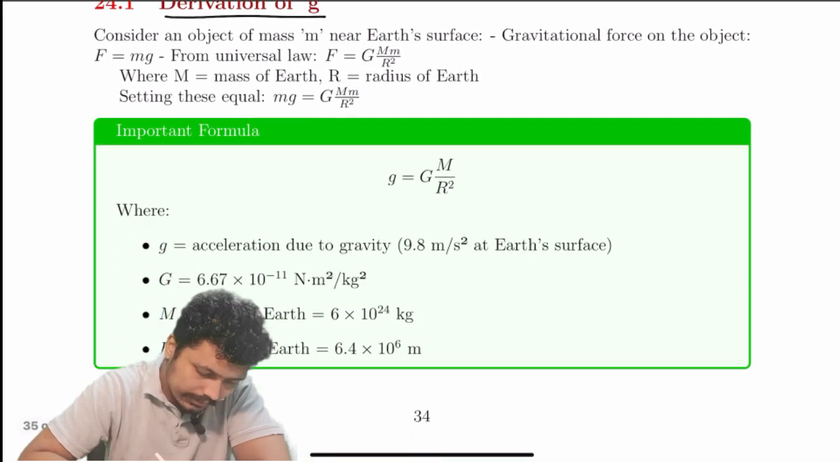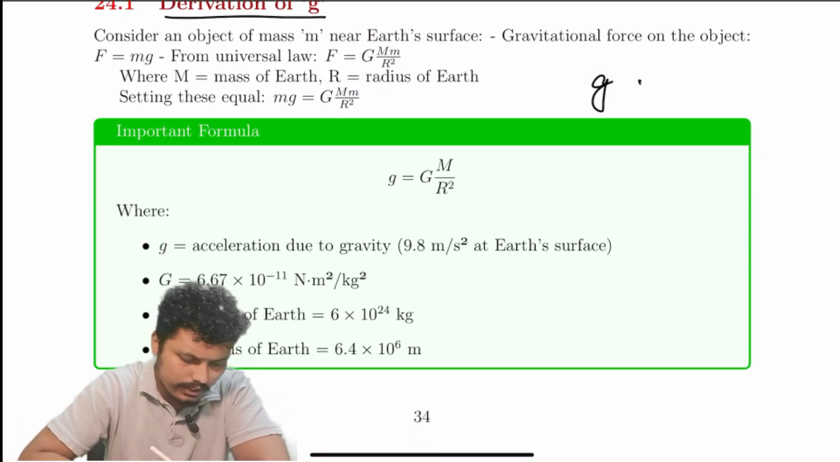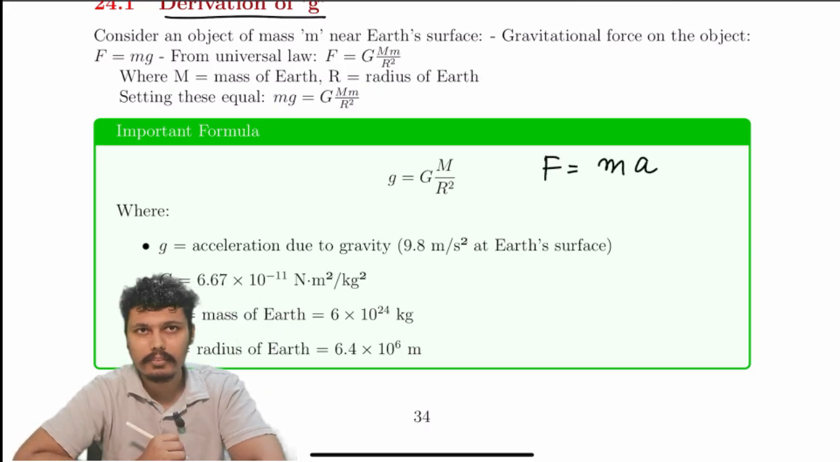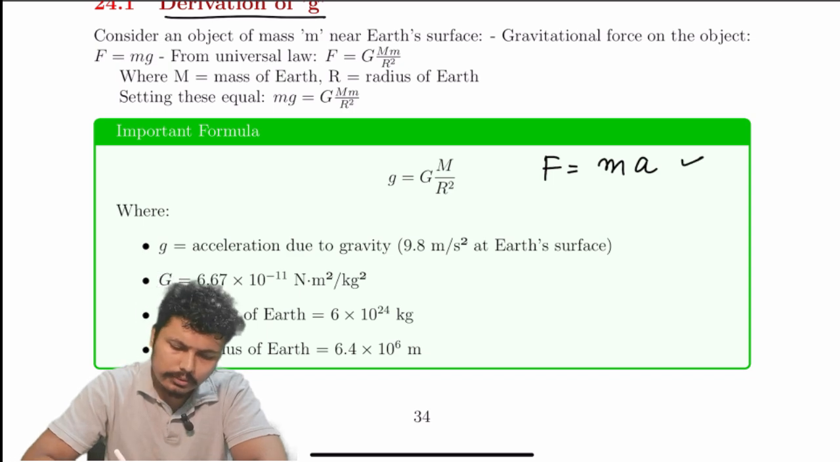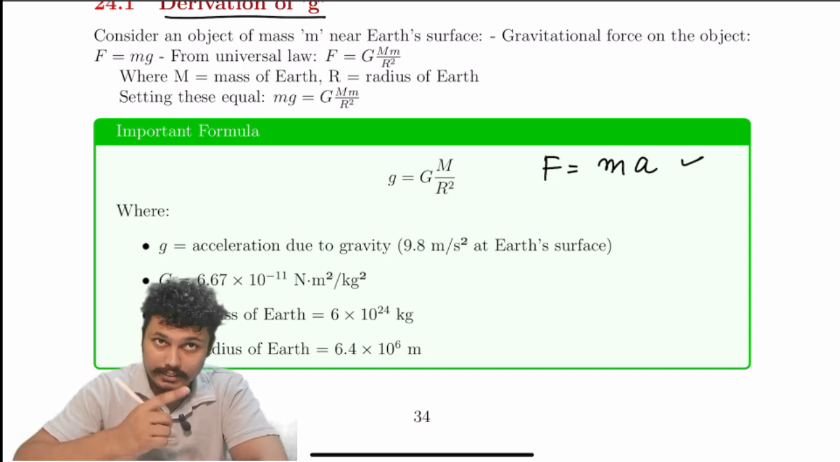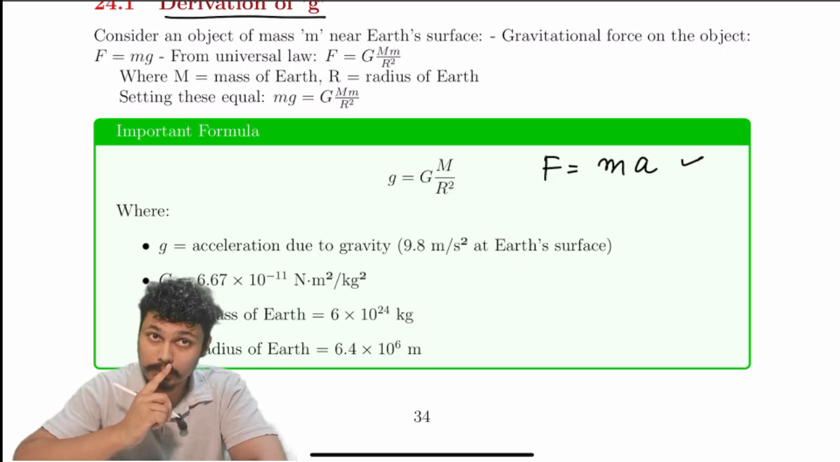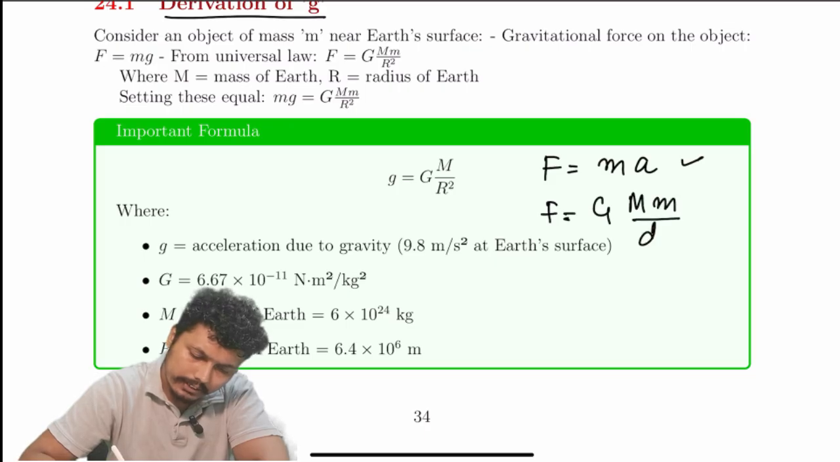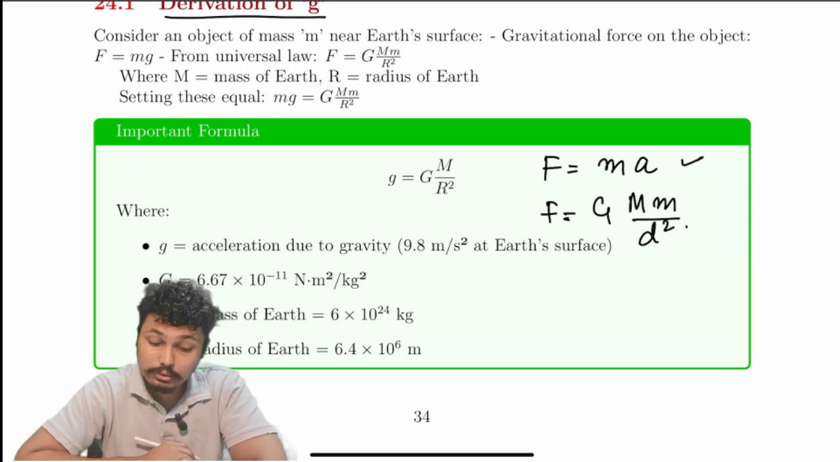So now let us derive g. What is g? Sir, we know two forces. One is force equals mass into acceleration. We know this force because of Newton's second law of motion. We have derived it in the previous chapter, chapter number 7. Another force is force equals G M m by d square. So we know this one also.